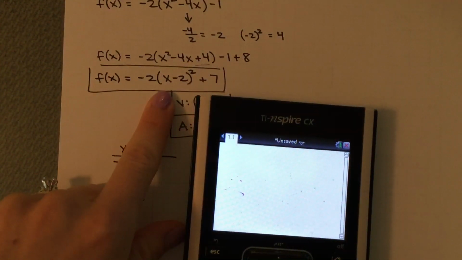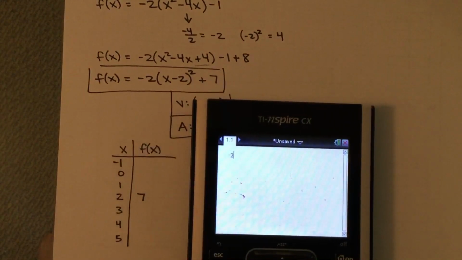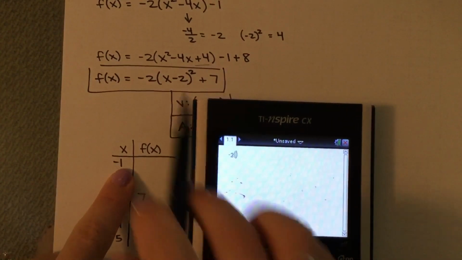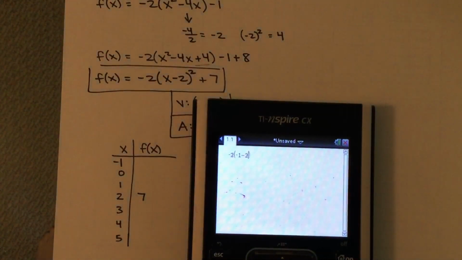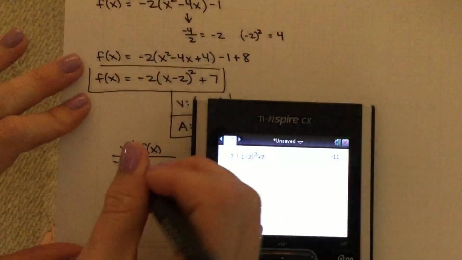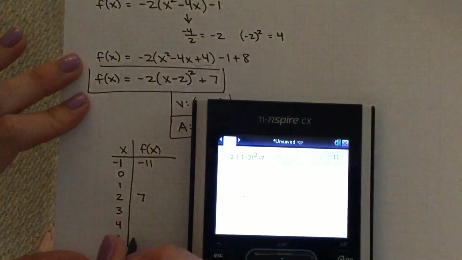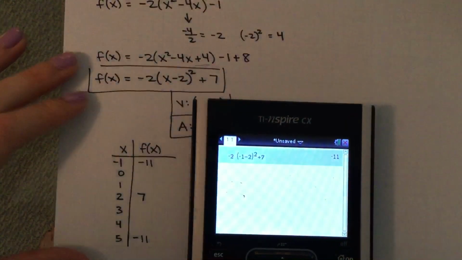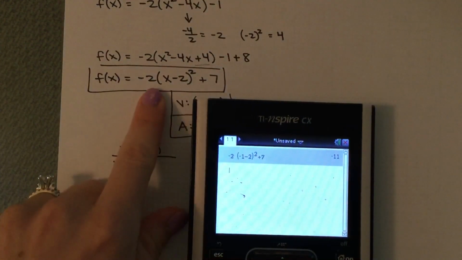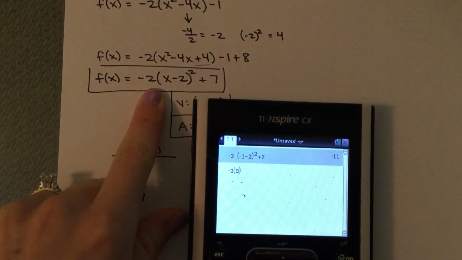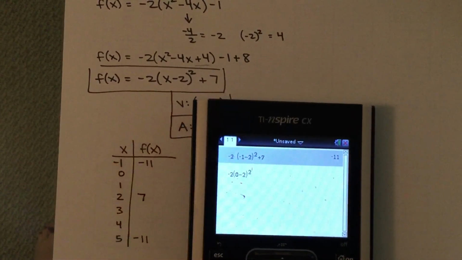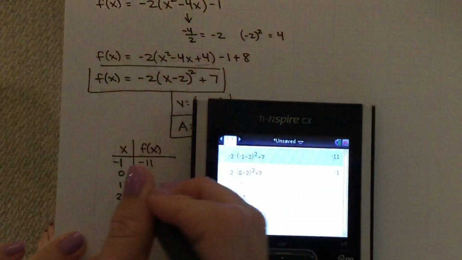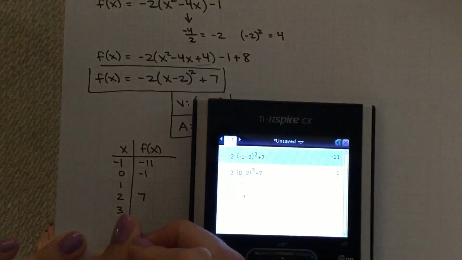All right, so let's take this first value. So plugging in right here to this equation. So I have a negative 2, and then in parentheses, negative 1 minus 2 squared plus 7. So this comes out to be a negative 11, which I can then repeat at the end of my table here. Do the same thing with 0. So negative 2 in parentheses 0 minus 2 squared plus 7. That comes out to be negative 1, which I repeat here.